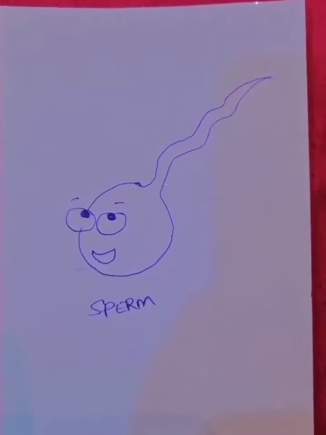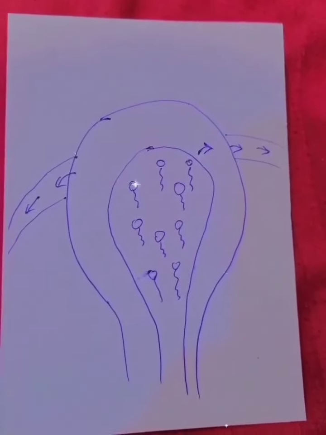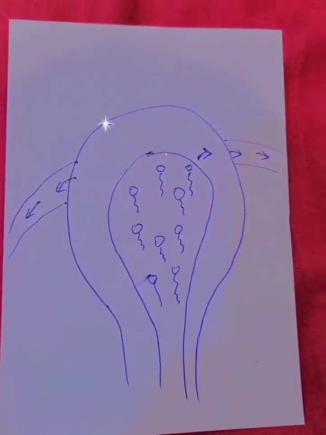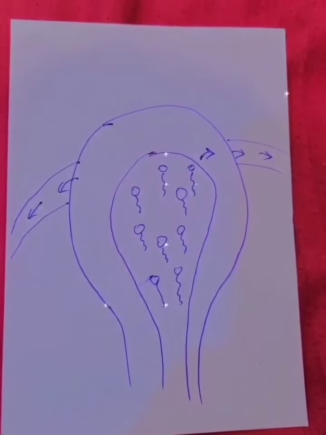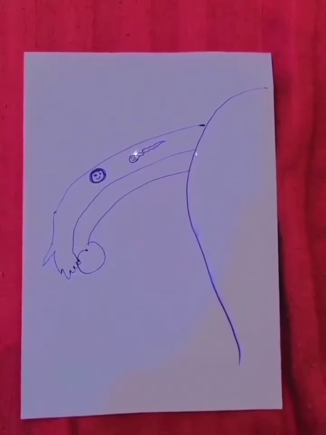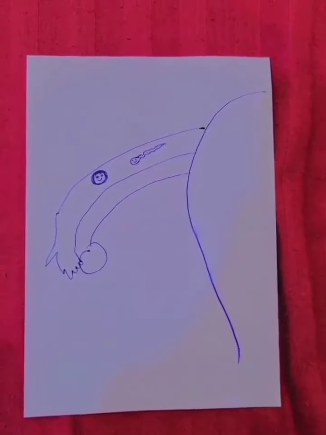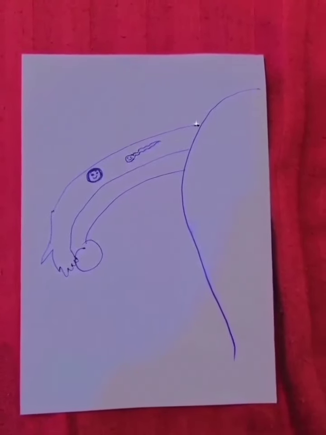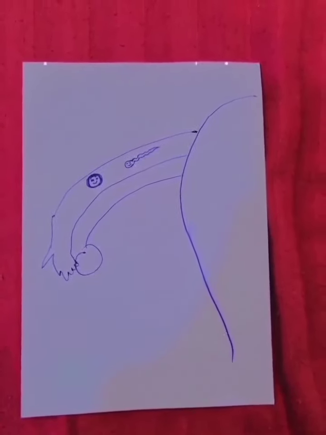This is a sperm. After intercourse, millions of sperm travel upwards from the vagina into the uterine cavity and towards the fallopian tube. If ovulation occurs around the same time, the egg and the sperm can meet inside the fallopian tube, and this is what is known as fertilization.